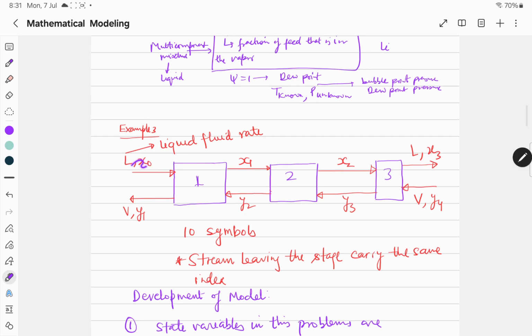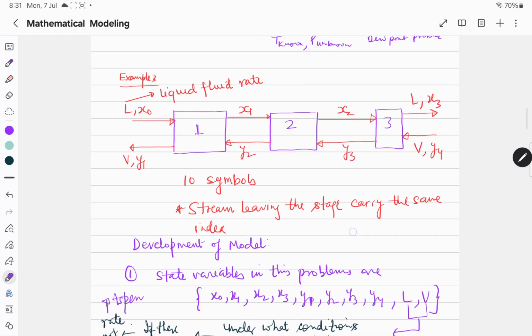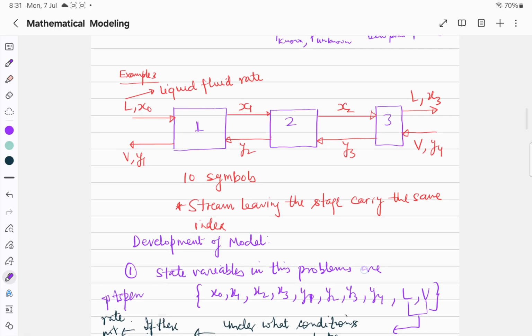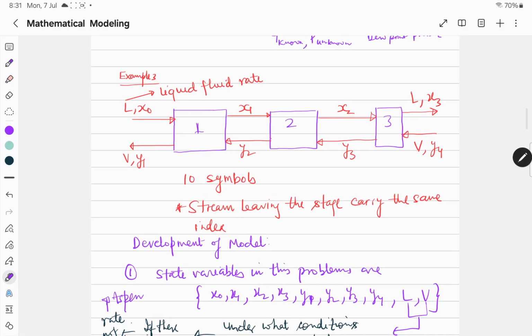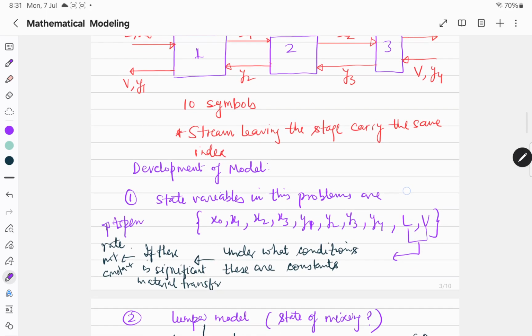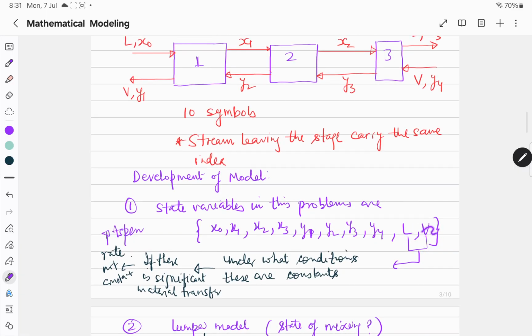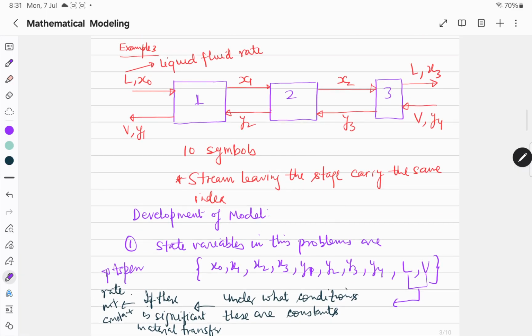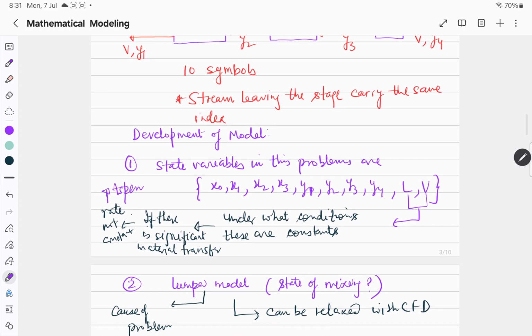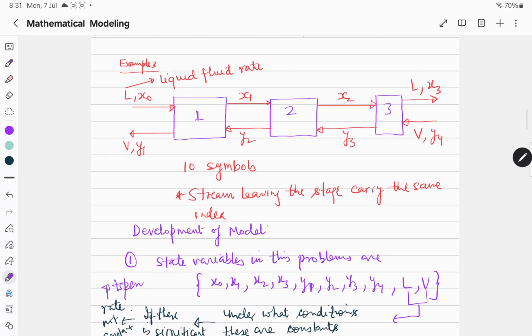L is the liquid feed rate and V is the vapor feed rate, right? So how will you develop a model for this? The state variables are all the x's, x0, x1, x2, x3, and all the y's, y1, y2, y3, y4, and L and V. These are the state variables in the problem. But L and V are constant throughout every stage. Under what assumption? If there is no significant material transfer between the two phases, you can assume that L and V are constant.